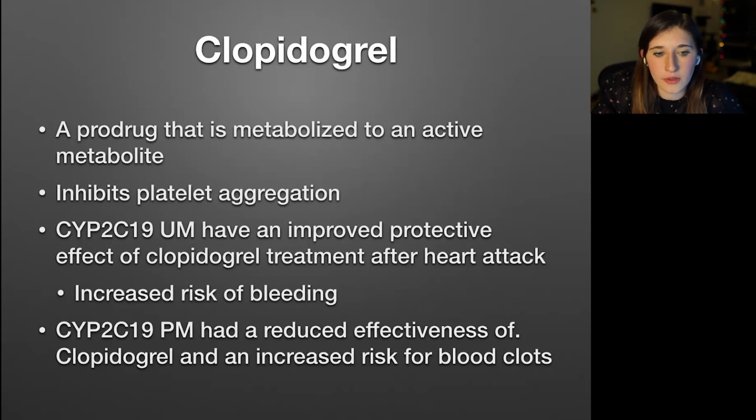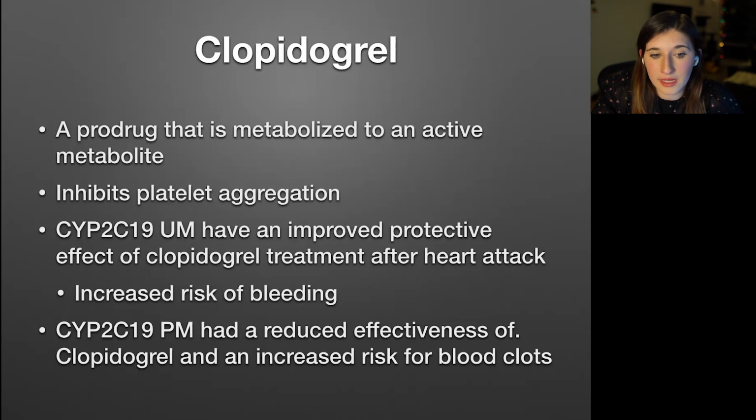So in people who have ultra-rapid metabolizer phenotypes, they have an increased protective effect from clopidogrel after a heart attack, meaning that makes their blood nice and thin, probably thinner than most doctors want it to be, and this therefore increases their risk of bleeding. So what can be a really great thing can also be a very detrimental thing very quickly.